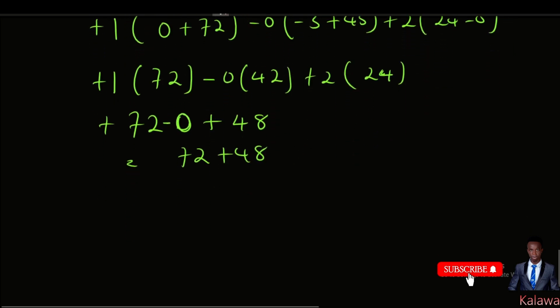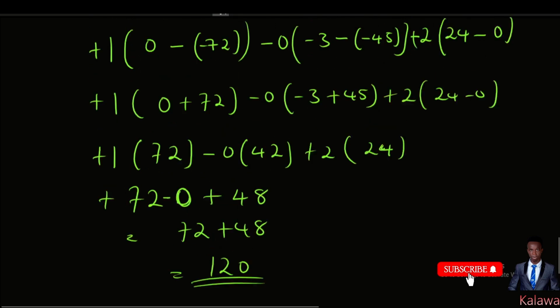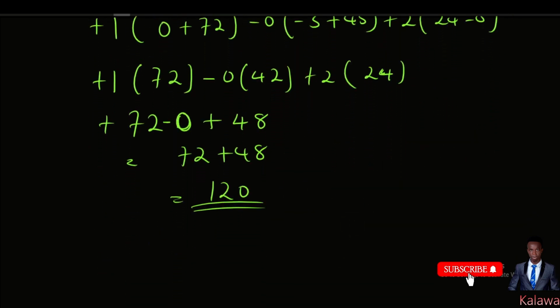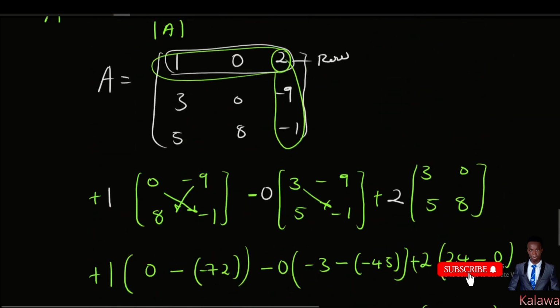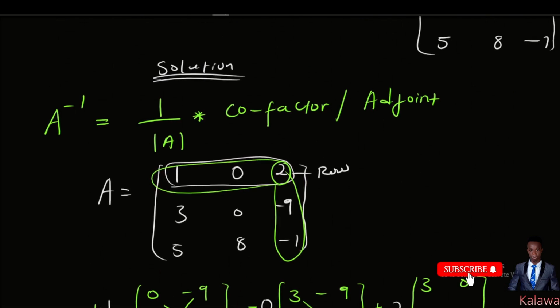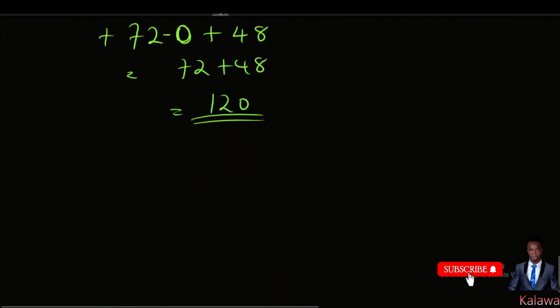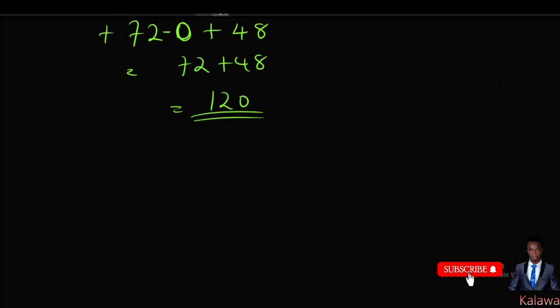So this is going to be 120. So the determinant of A is 120. So that's the determinant for A. It is 120. So this one is clear now. We have already got the determinant, 120. So now the next step is we are going to find the cofactor.